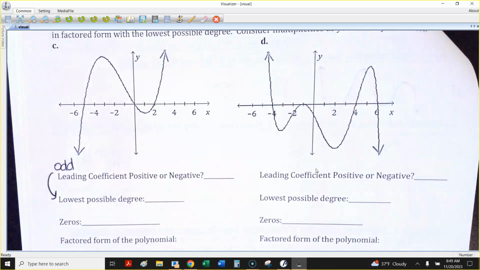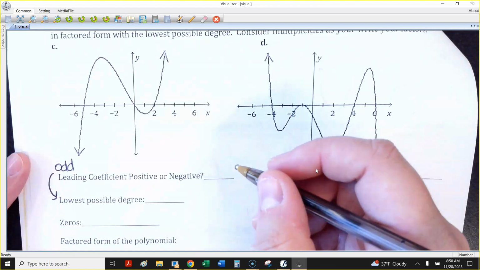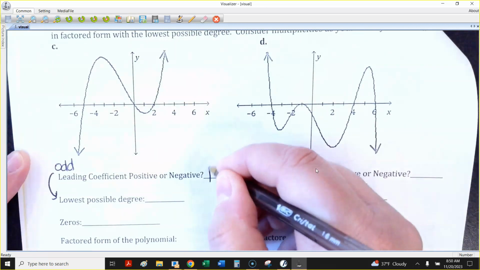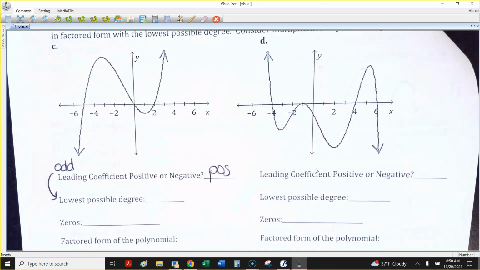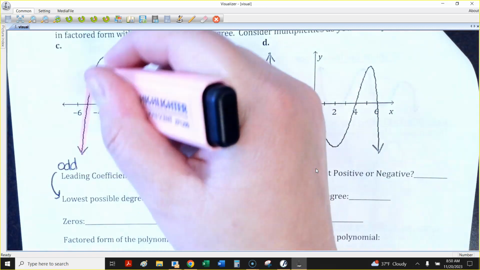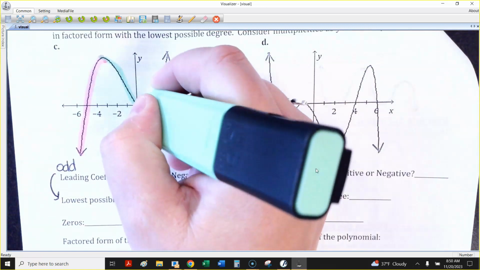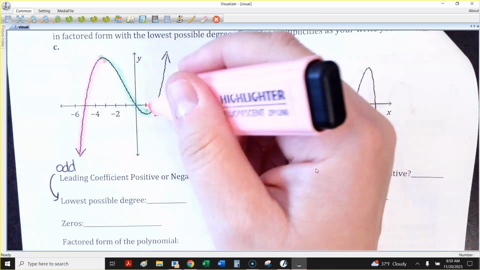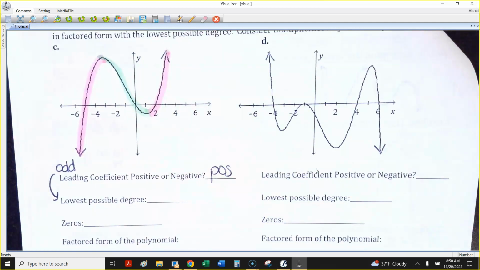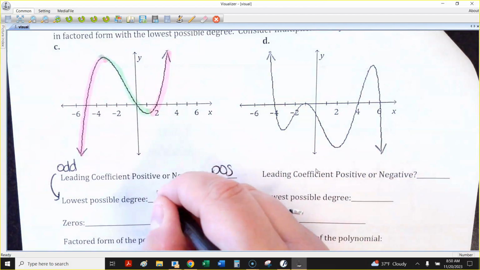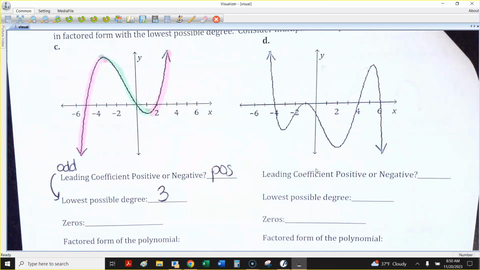Is the leading coefficient here going to be positive or negative? Positive. It's going to go up at the right, so it has to be positive. Whatever it does to the far right of the graph, that'll tell you positive or negative. Now, your lowest possible degree here, again, you don't have to color on these, I'm just doing it here. So I'm increasing, then I am decreasing, and then I am increasing again. So I'm just going like 1, 2, 3 different intervals of increasing or decreasing. So the lowest degree here is going to be 3.